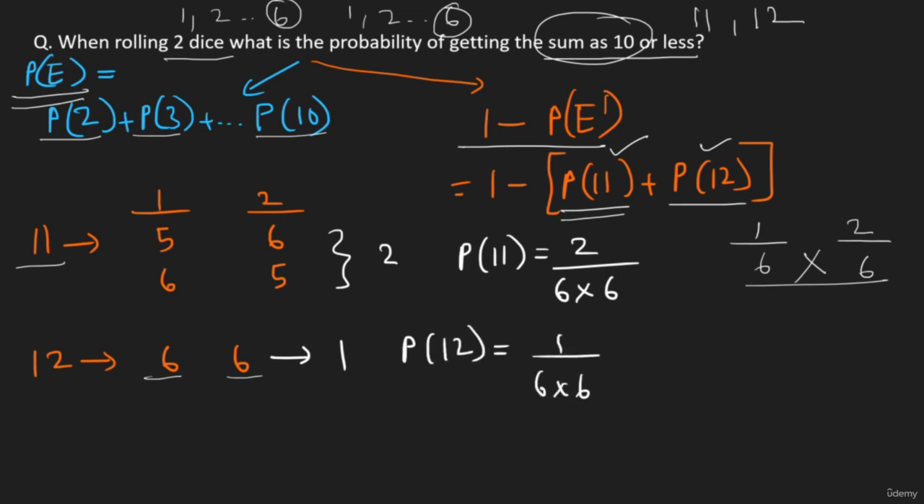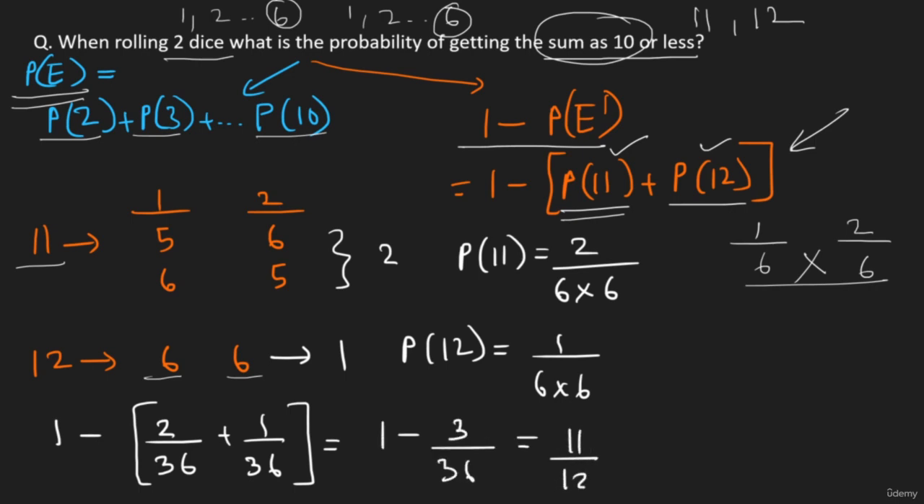And therefore the answer to this question as per what we have written over here is 1 minus 2 by 36 plus 1 by 36, which is equal to 1 minus 3 by 36, which is equal to 11 by 12.